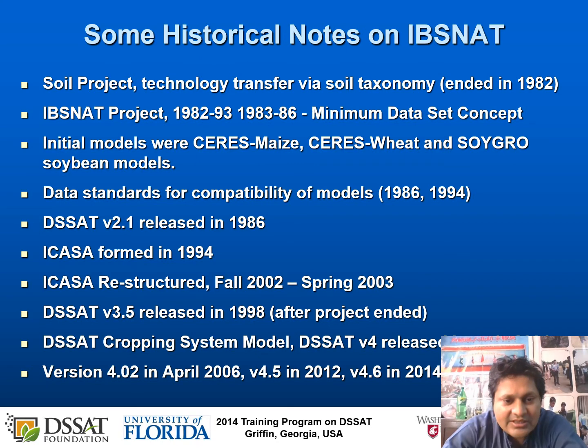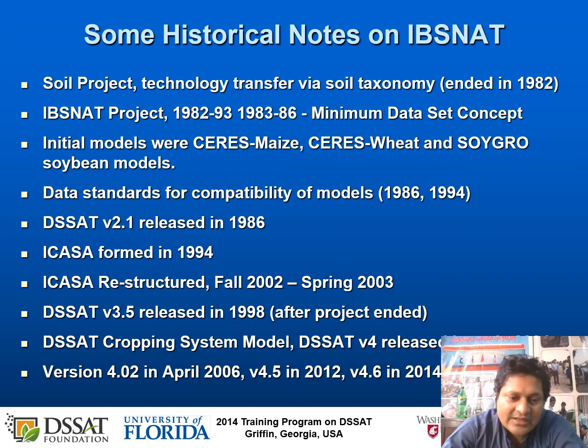Then DSSAT model version 2.1, the first model, was released in 1986. ICASA was formed in 1994. ICASA was restructured in 2002 and 2003, and DSSAT model 3.5 was released in 1998.